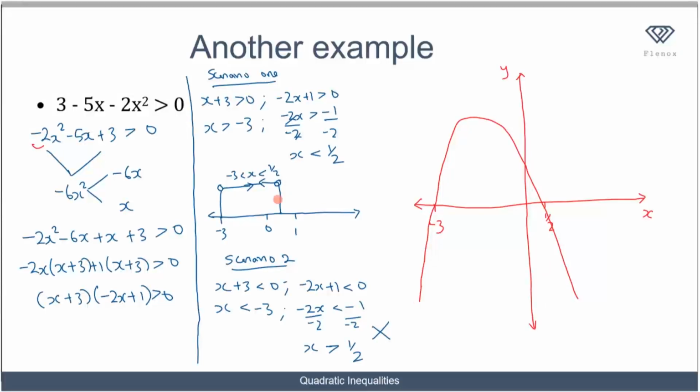Now I know that the range of my values ranges from -3 to half. So from -3 to half, the region that falls between it is what? This region over here. So this sketch shows the region that falls between -3 and half. So this is how you represent this, from the number line to the Cartesian plane. So this pretty much sums up the basic idea of what you need to know about quadratic inequalities.